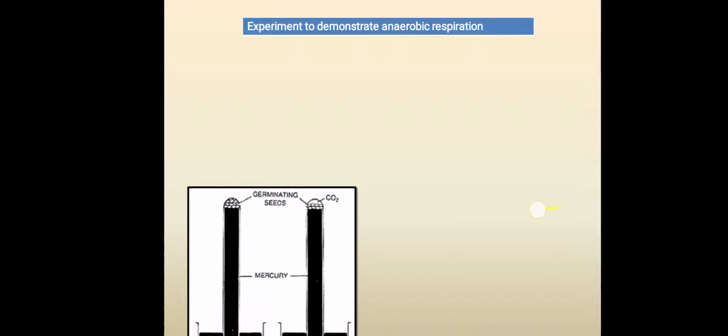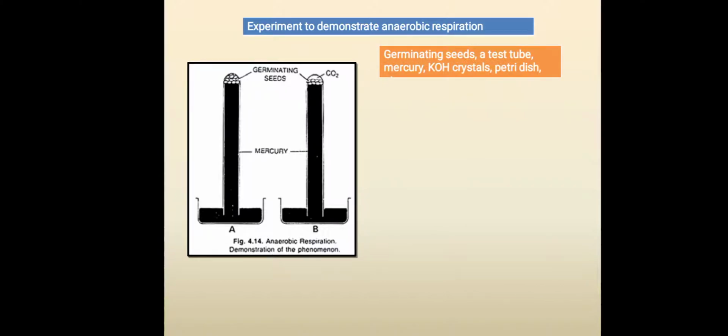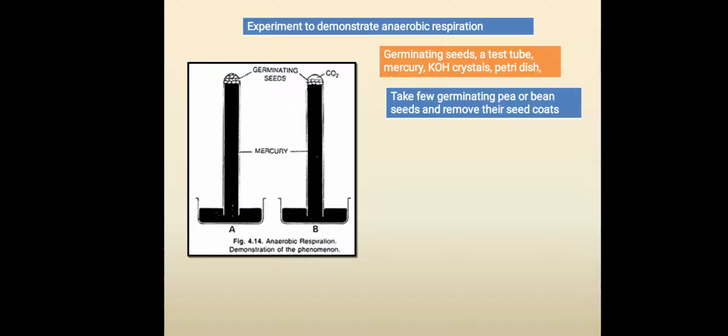Good morning, class. Today we are going to learn or demonstrate anaerobic respiration. For that, requirements: germinating seeds, a test tube, mercury, potassium crystals, and a petri dish. Take a few germinating pea or bean seeds and remove their seed coats.